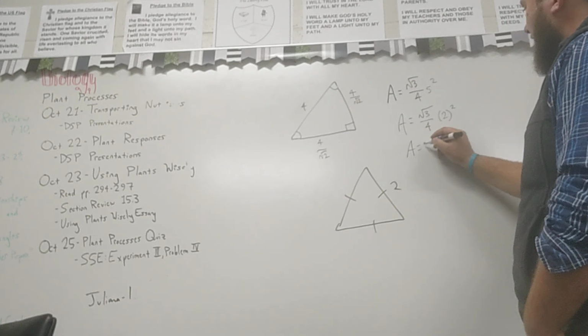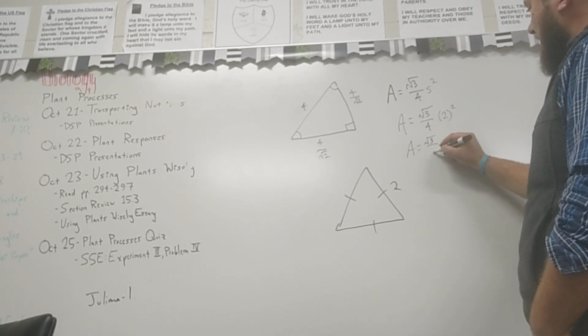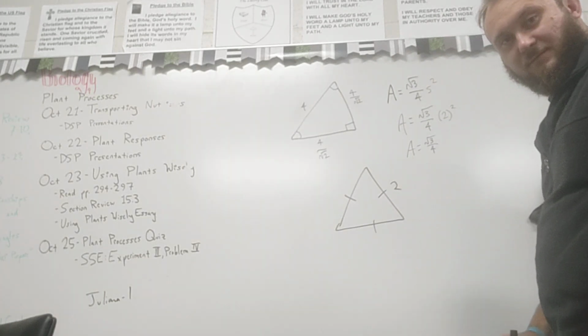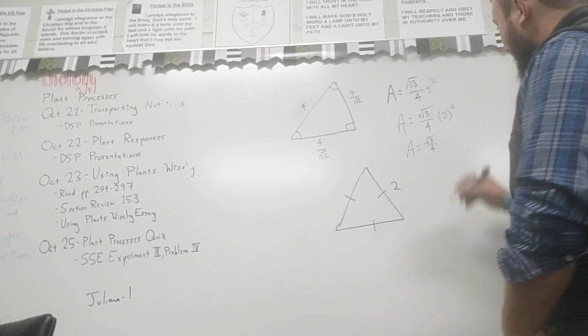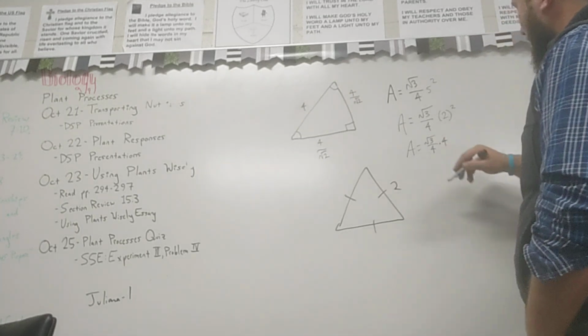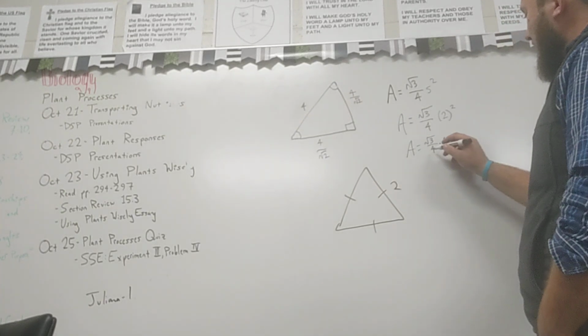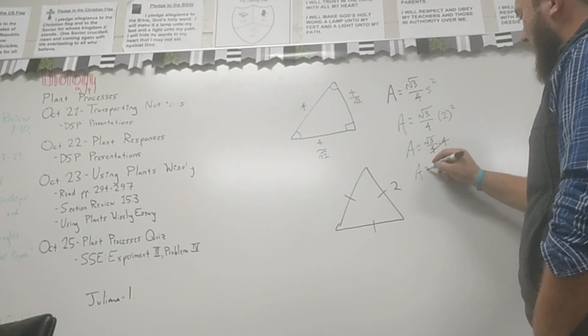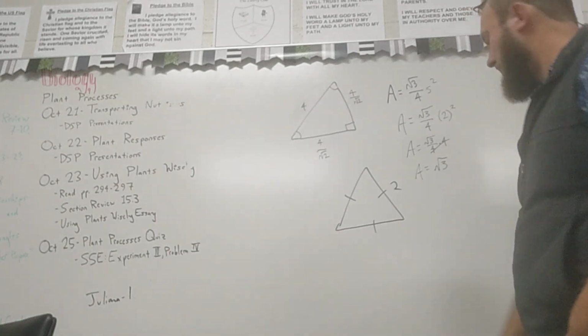2 squared is 4. So root 3 over 4 times 4. The 4's cancel out, so the area would simply be root 3.